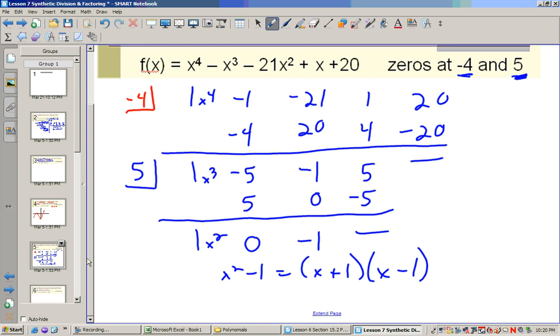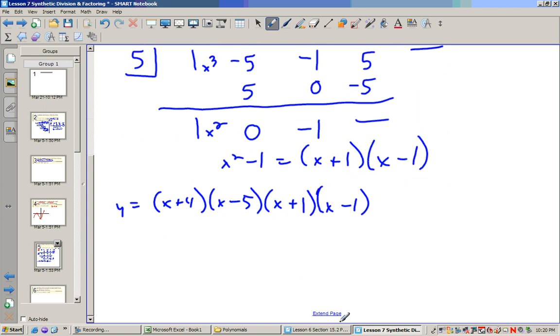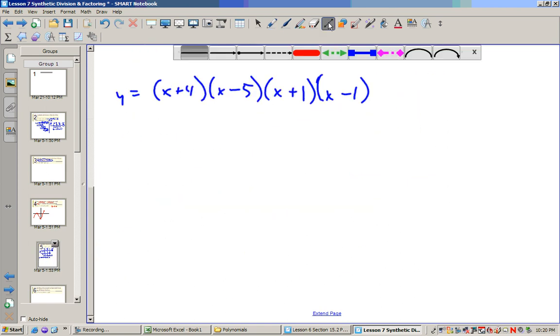So if I want to write this as a product of linear factors, we could say this is y equals x plus 4, x minus 5, x minus 1, and x plus 1. So now let's see how well we can draw this graph.